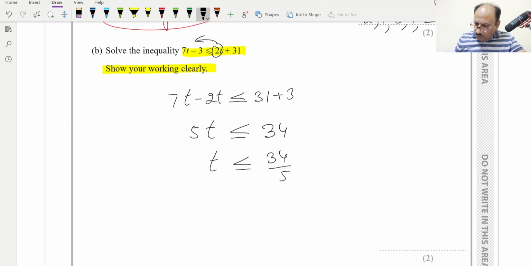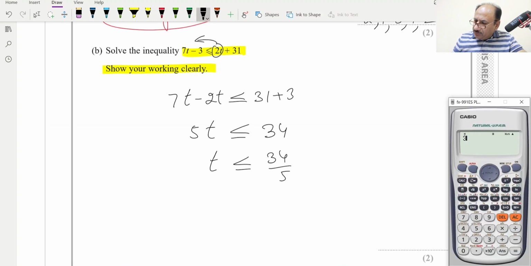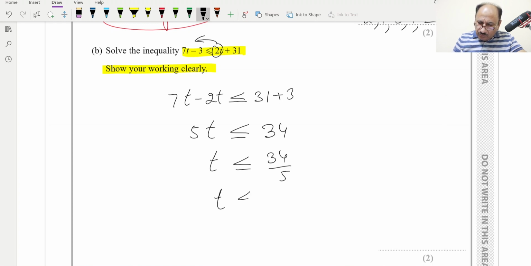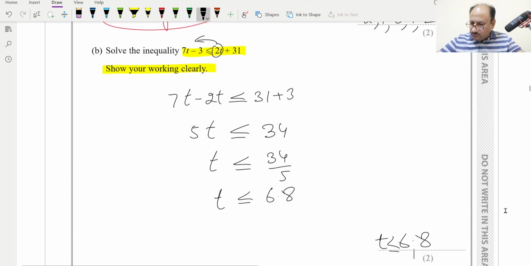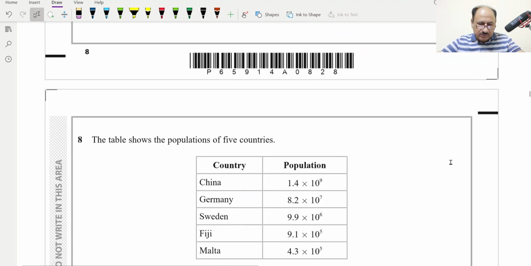34 over 5, which is 34 divided by 5, will be equal to 6.8. So the t value should be less than or equal to 6.8, and we can provide the answer. This will be our final answer for this question.